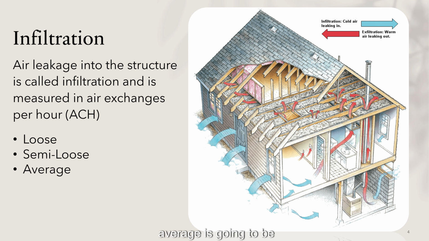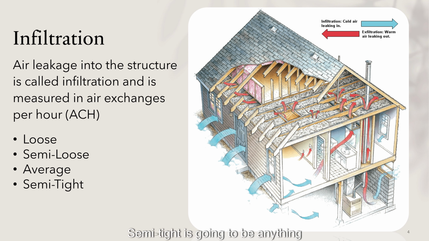Average is going to be our homes that are built anywhere from the 1980s and on. Some of the building structures, the codes changed, and we're going to start to see more energy efficient homes, and average is really the designation most of these homes do fit into. Loose, any homes that were built in the 50s, 60s, and before that, those tend to have not as great building construction.